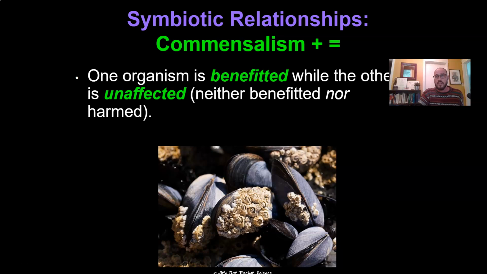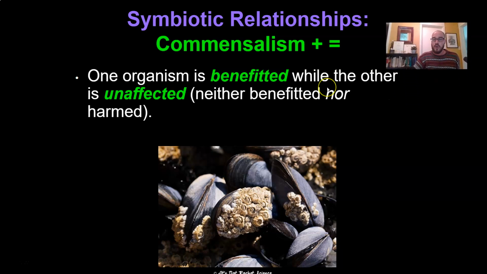Commensalism. So this is a really good one. One organism is benefited while the other is going to be unaffected. Okay, so it's not really benefited or harmed. So an example of this is these barnacles hanging out on clams. They don't really care. You could think about a remora hanging out on a shark. The shark's not really affected, but that remora gets a lot of food from the shark.